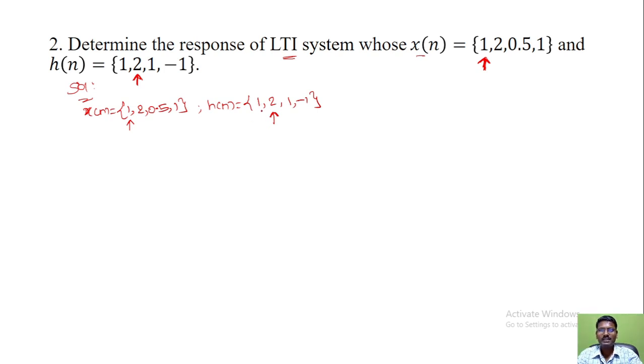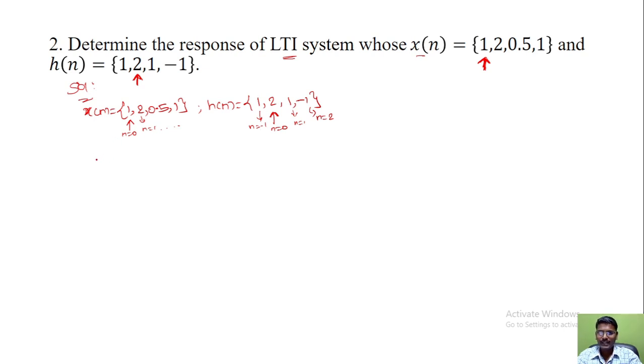So it indicates that in h of n, this is n is equal to 0, and this is n is equal to minus 1. This is the previous sample, and this one is n is equal to 1, and this is n is equal to 2, the second sample, right? So in x of n this is n is equal to 0, and this is n is equal to 1, similarly up to 2, 3, right? So these are my sample values.